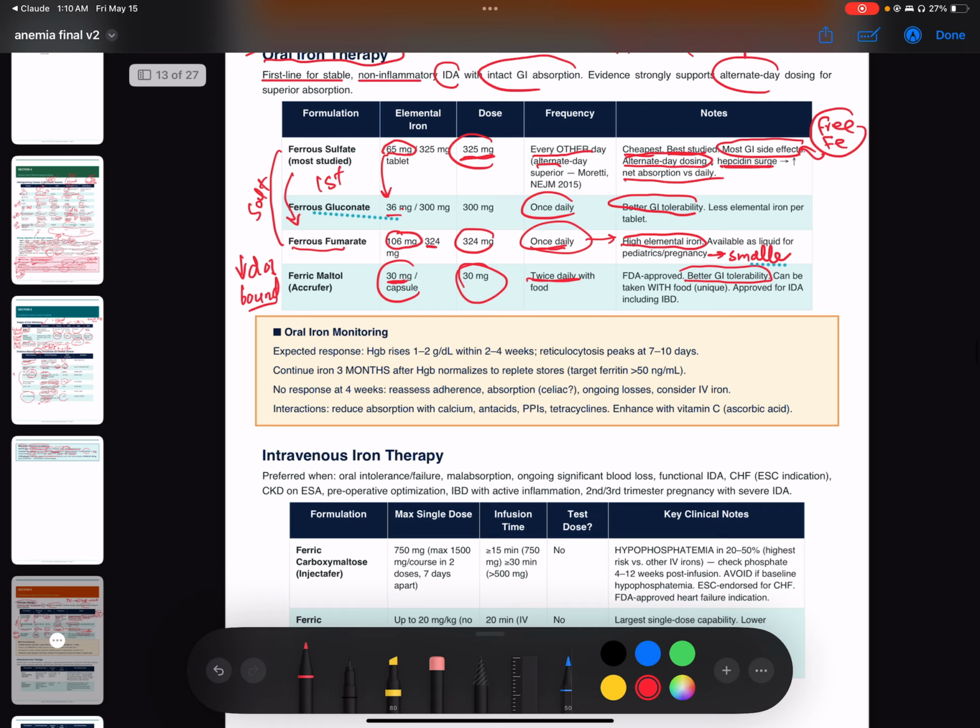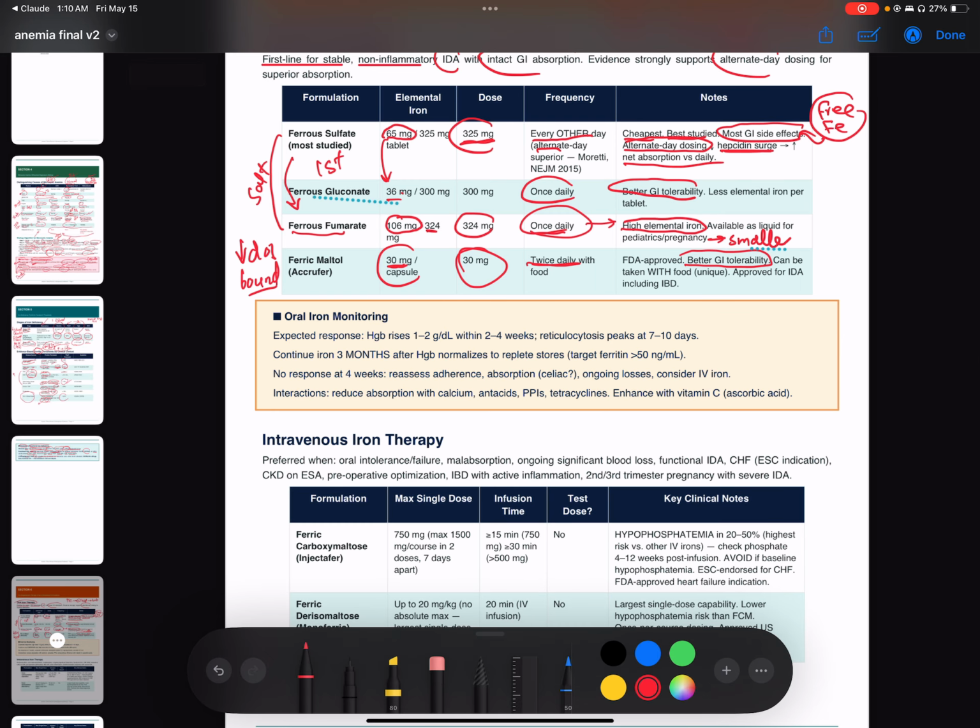When you give iron, you expect the reticulocytes to rise first at 7 to 8 days. Then the hemoglobin will increase 1 to 2 points within 2 to 4 weeks. After you start the patient on iron, you need to correct the hemoglobin, but also to correct the ferritin above 50.